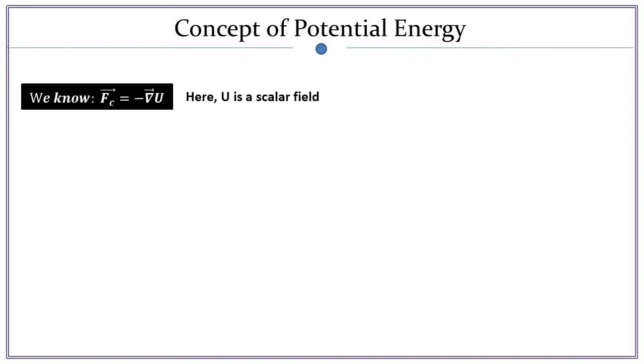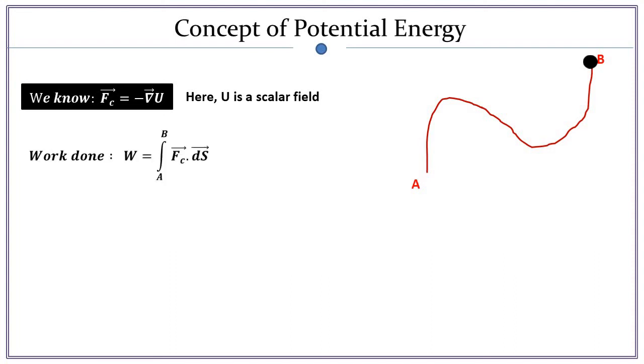We have just seen that Fc is equal to minus grad of U. Let's recapitulate the example which we have seen. There are two points and a path between them, and the particle starts from point A and moves to point B under the action of conservative force Fc. In that scenario, the work done will be the integration from A to B of Fc dot ds. Now just substitute Fc as minus grad U.